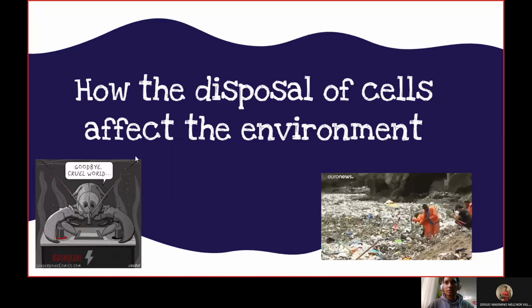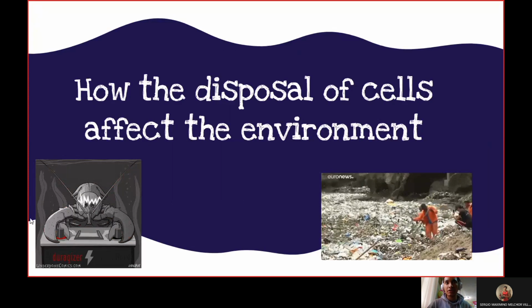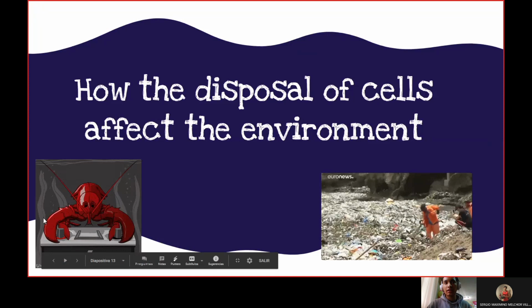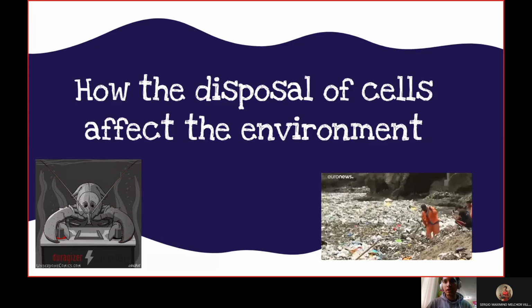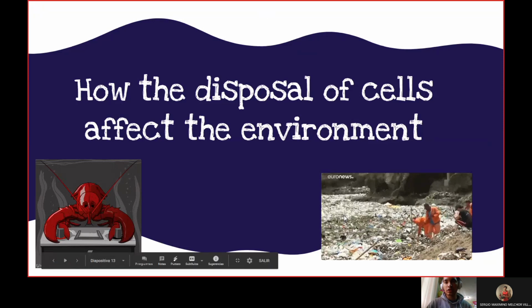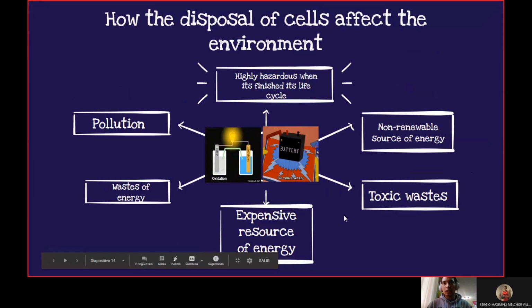Finally, we have how the disposal of cells affects the environment. As you can see in the image, animals can get hurt by these batteries, or they can cause a lot of pollution or toxic pollution. In this mind map, you have the common ways that batteries can affect the environment: highly hazardous when they finish their life cycle, pollution, waste of energy, expensive resource of energy, toxic wastes, and non-renewable resources.